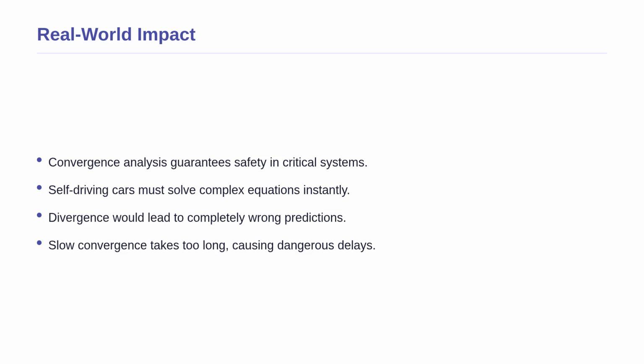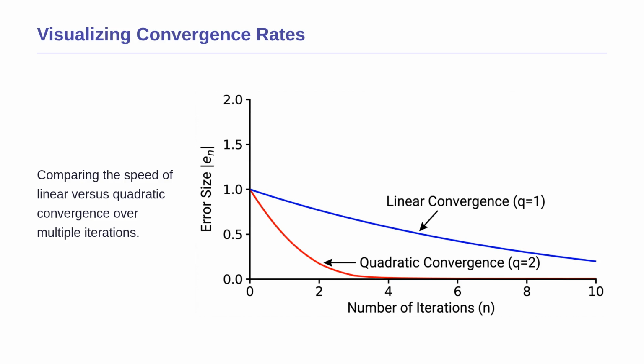If the numerical method used to solve these equations diverges, the car's predictions will be completely wrong, leading to a dangerous crash. If the method converges but does so too slowly, like a slow linear method, the car might take 5 seconds to calculate a safe path, which is far too late. Convergence analysis allows engineers to guarantee that the computer will find the correct answer safely and prove exactly how many milliseconds it will take. To truly appreciate the difference, let us look at this graph, comparing the two methods.